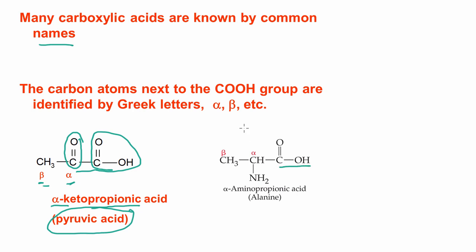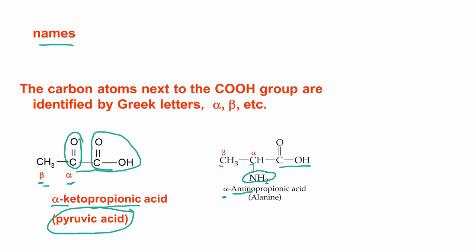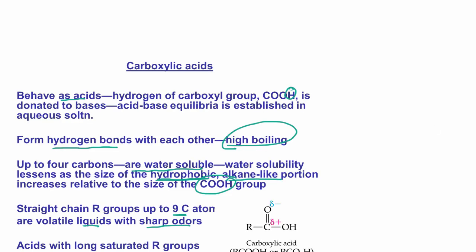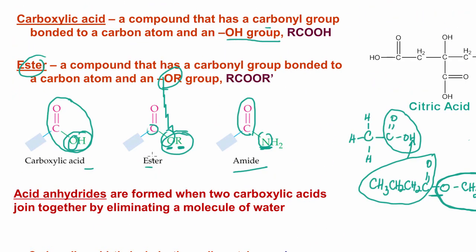Again, we have the carboxyl group. That's carbon number 1. Here's our alpha carbon, our beta carbon, and here we have an amino group. So we would name this again as a propanoic acid, and on the alpha carbon we have an amino group, so alpha aminopropanoic acid. And we're going to come across these two acids a little later when we get into the biochemistry.